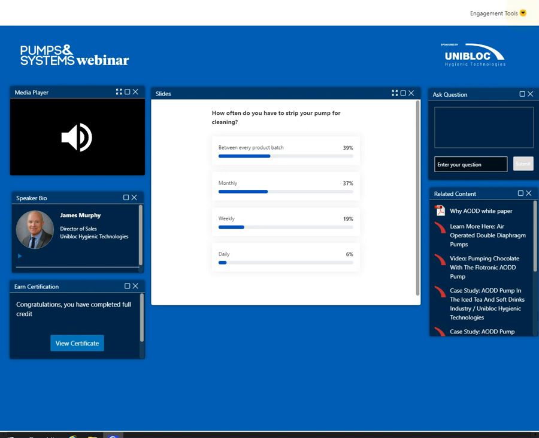Another question, is it possible to regulate the flow of an AODD pump? Absolutely. That is done by the air on the air inlet side of the motor. Like I mentioned, you could use a brass ball valve or appropriate ball valve, and you can just throttle it up or down as needed. So that's how you control the pump speed.